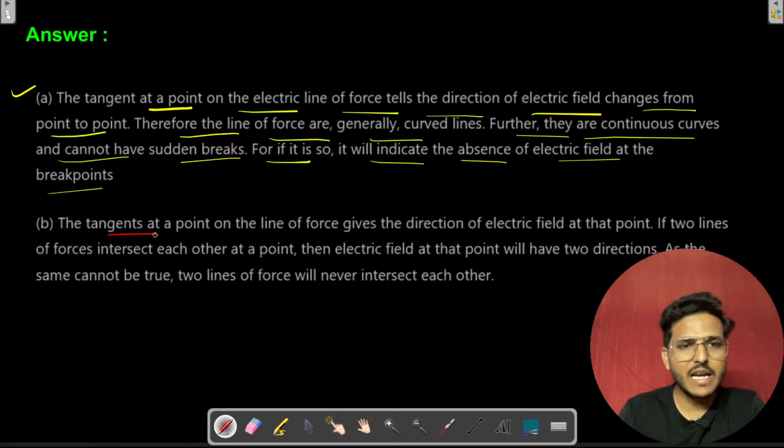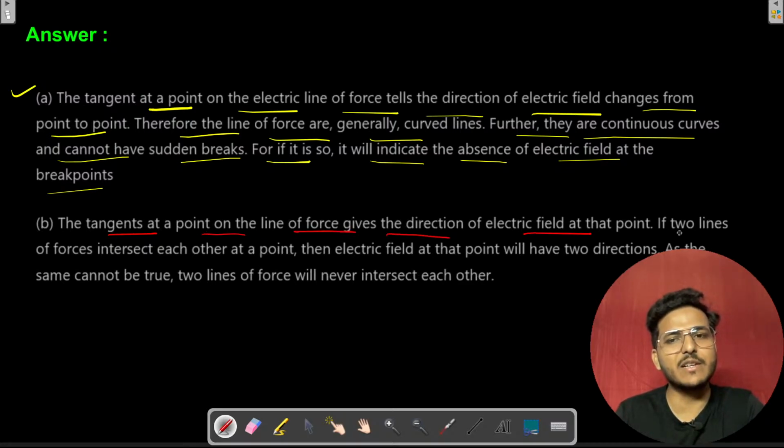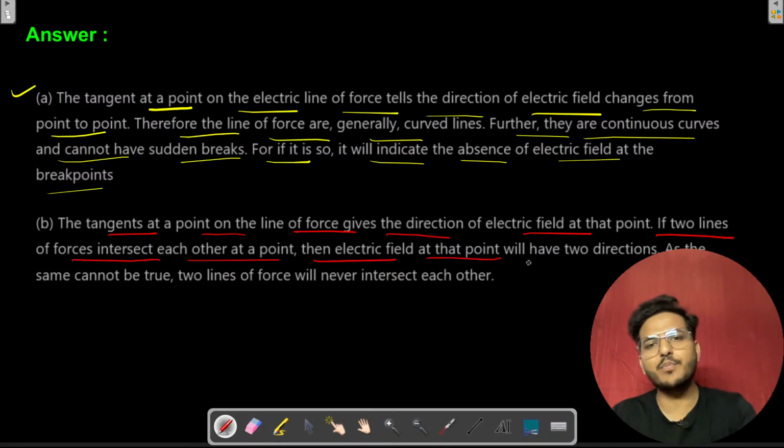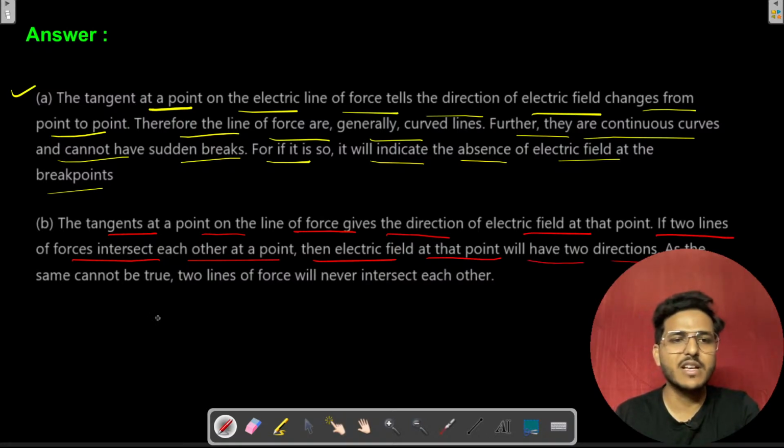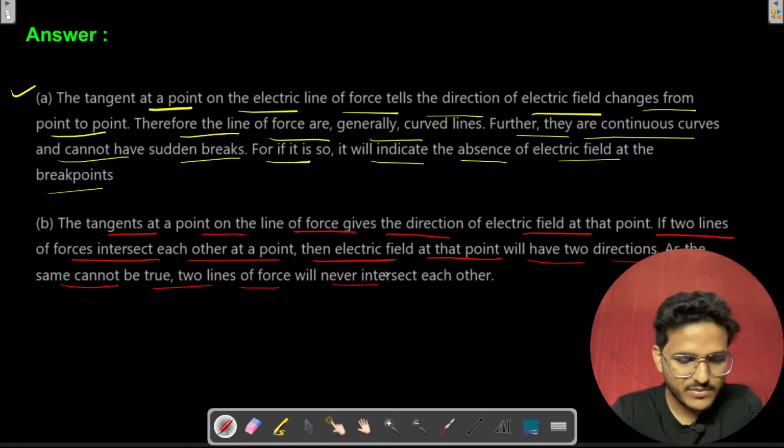The tangent at a point on a line of force gives the direction of the electric field at that point. If two lines of force intersect each other at a point, then the electric field at that point would have two directions, which cannot be true. Two lines of force will never intersect each other.